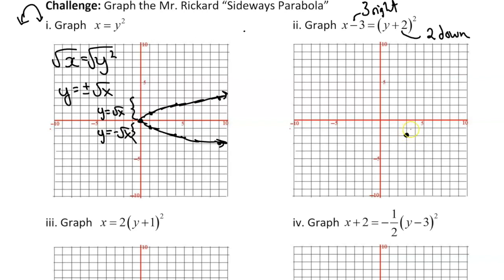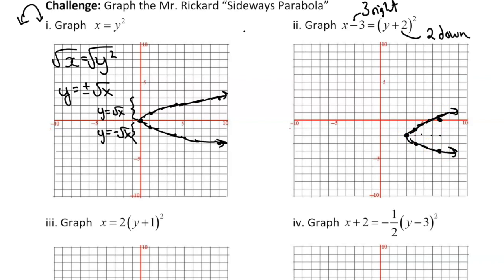So we could go over 1, up 1, over 1, down 1, and then you could go back to your vertex. You could go over 4, 1, 2, 3, 4, up 2, down 2. And we can't fit too many other points on there, but we get the idea. And it could look something like that.